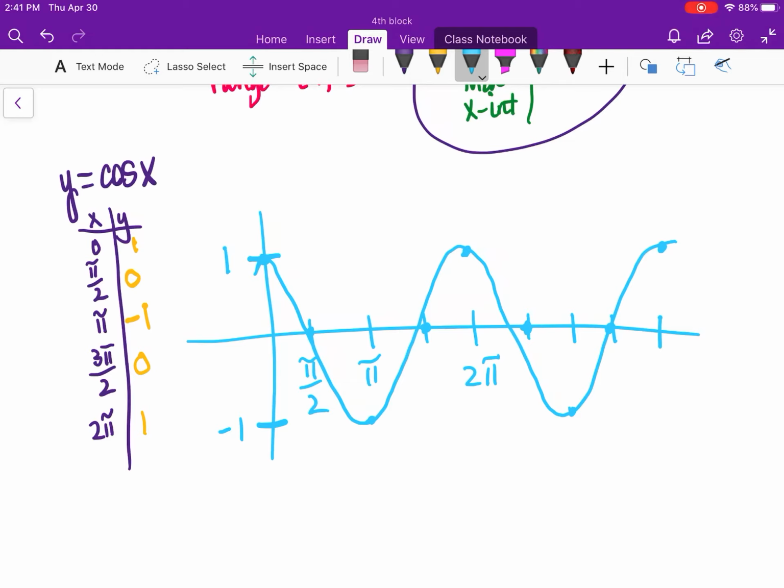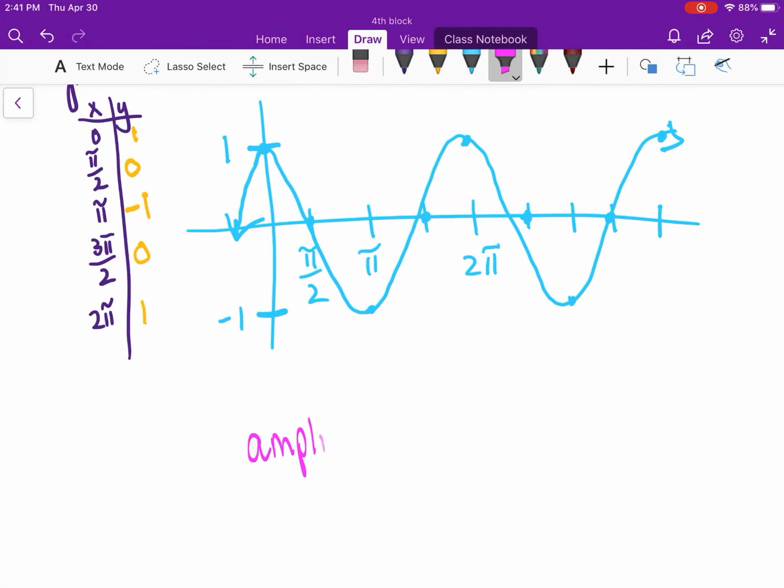Wow, that's impressive. Okay, so if I were to extend it out to the left, there at negative pi over 2, your x-coordinate is 0, so it would come down here like this, and it would just keep going to the left. So I'll put arrows there so you can see that that pattern is continuing.